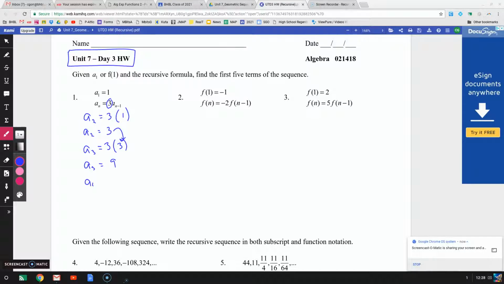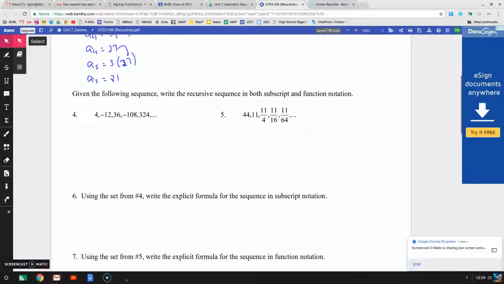A sub 4, again, 3. Now I'm going to bring this value down times 9. So my a sub 4 is 27. My a sub 5, 3 times my previous term, 27. And 3 times 27, a sub 5 is going to give me 81. So all together, my first 5 terms are 1, 3, 9, 27, 81. Those are the first 5 terms of my sequence.